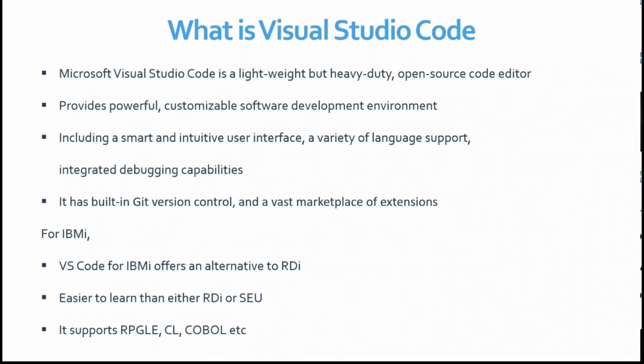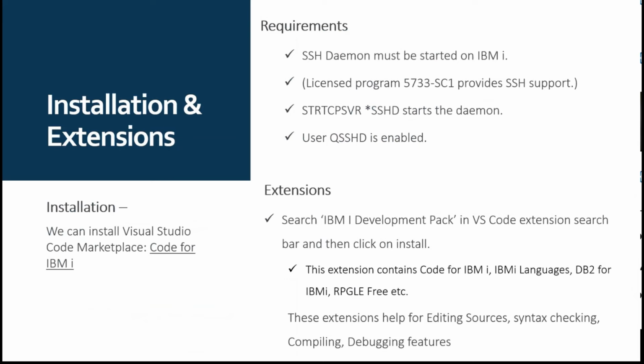So how do we install it? We can search for Code for i on IBMi, or go to the Visual Studio Code Marketplace and download it from there. But on our machines, we will not be downloading anything ourselves. We already raised a ticket, so you can directly connect with the IT team. They will install it for you if it is not installed.